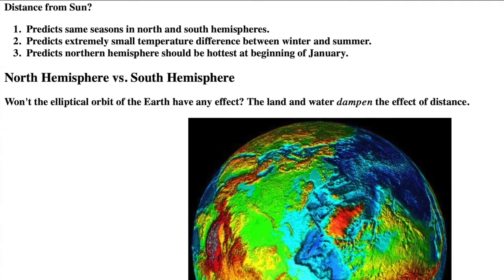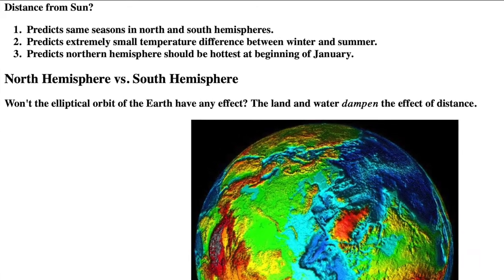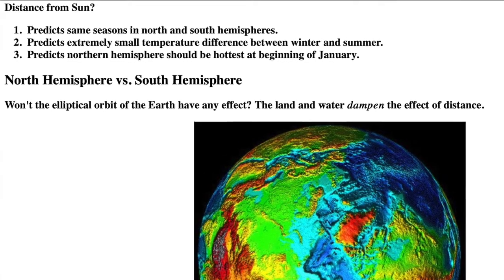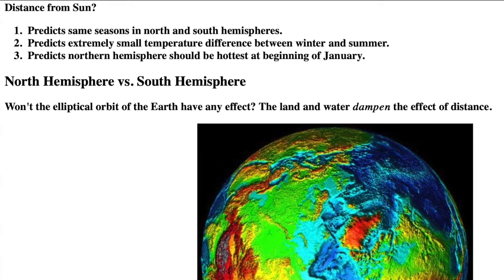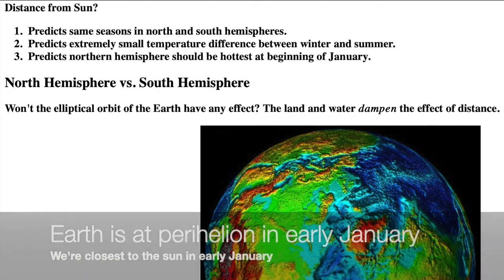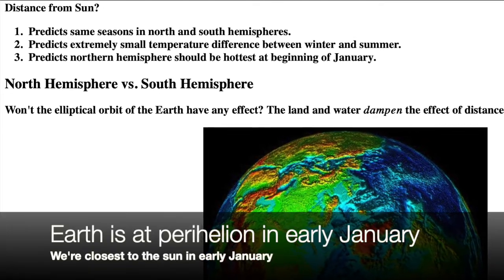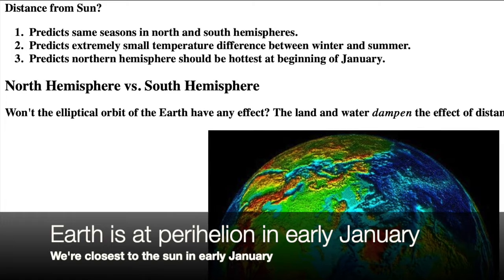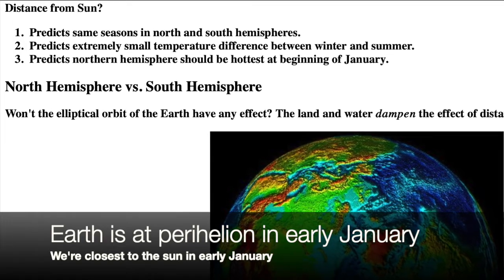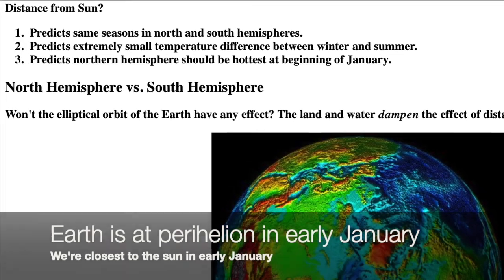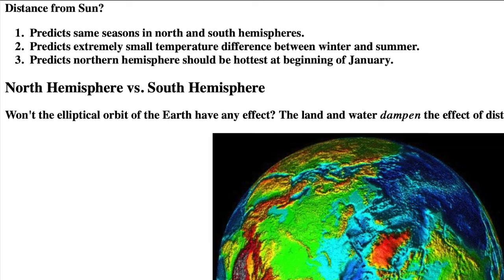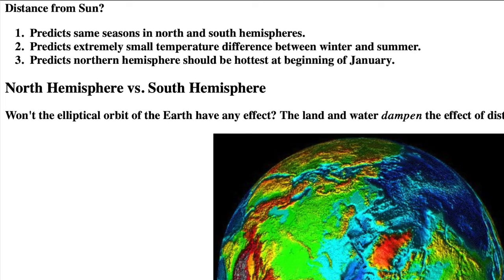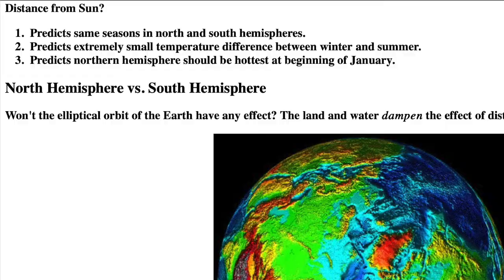Number three, the distance model predicts that the northern hemisphere should be hottest at the beginning of January when the Earth is closest to the sun in its elliptical orbit. Even when you take into account the tipping away, our part of the Earth is closest to the sun in early January. In reality, January is the coldest time of our winter.